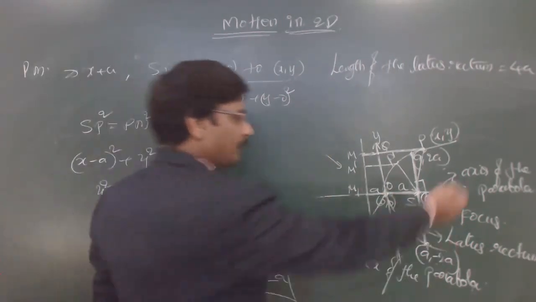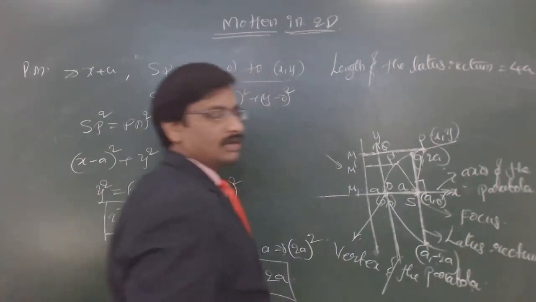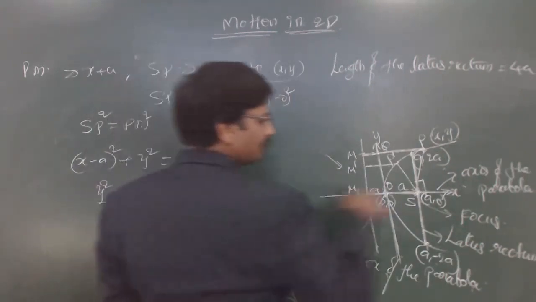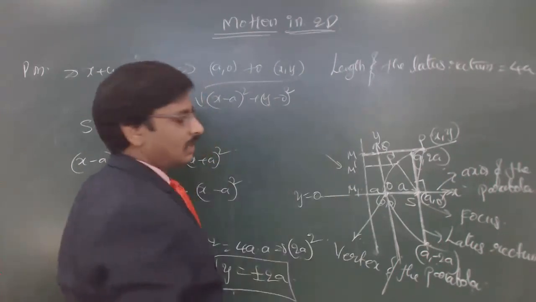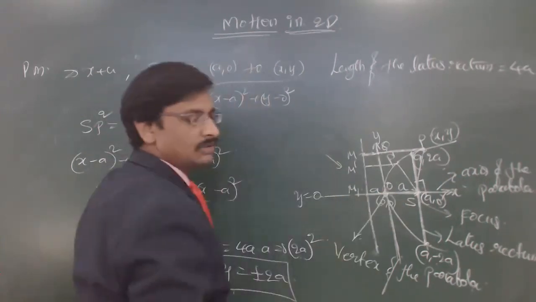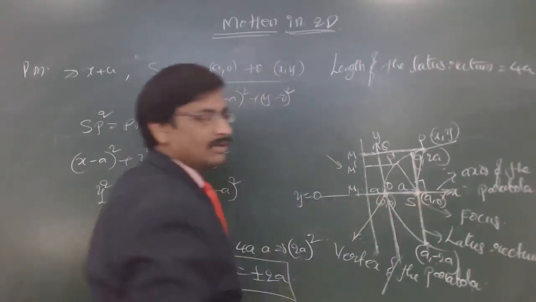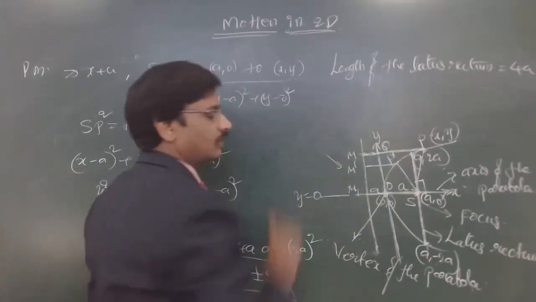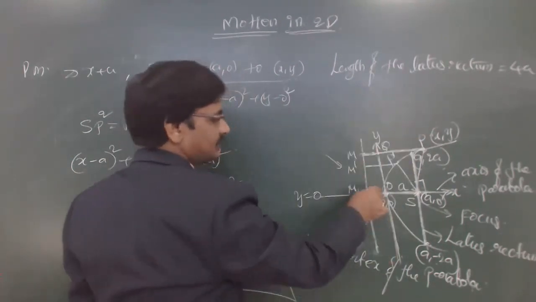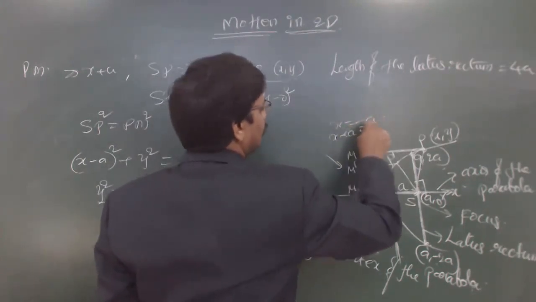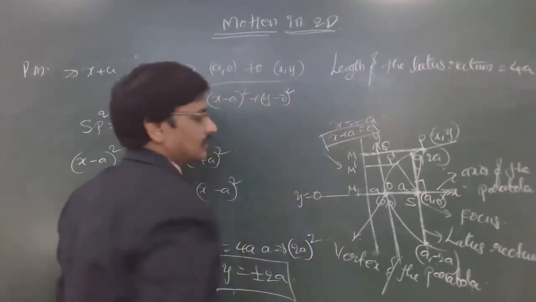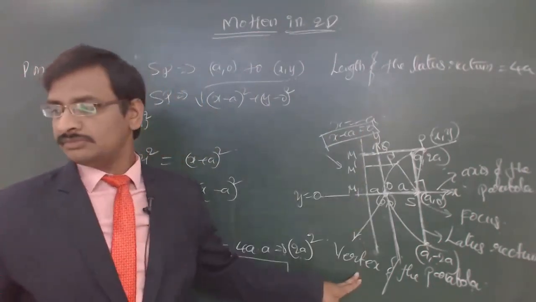That means the parabola is in this particular format, and the axis of the parabola is nothing but the x-axis, which we call the y equal to 0 line, and the vertex is at (0, 0), and the focus is at (a, 0). Length of the latus rectum is 4a, and the equation of the directrix is x equal to minus a, or x plus a equal to 0. This is the equation of the latus rectum.